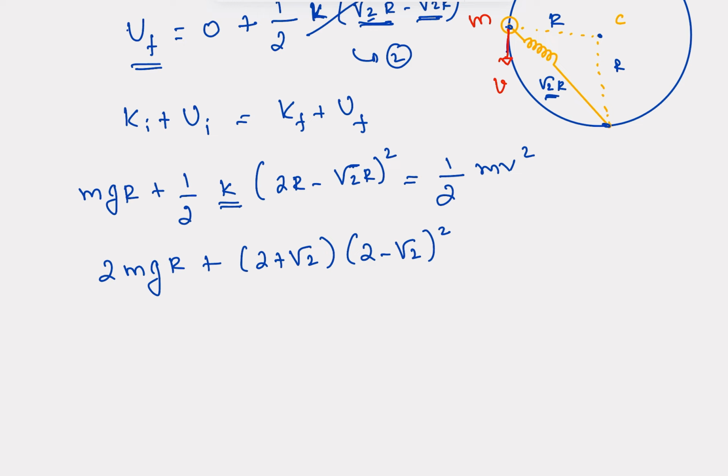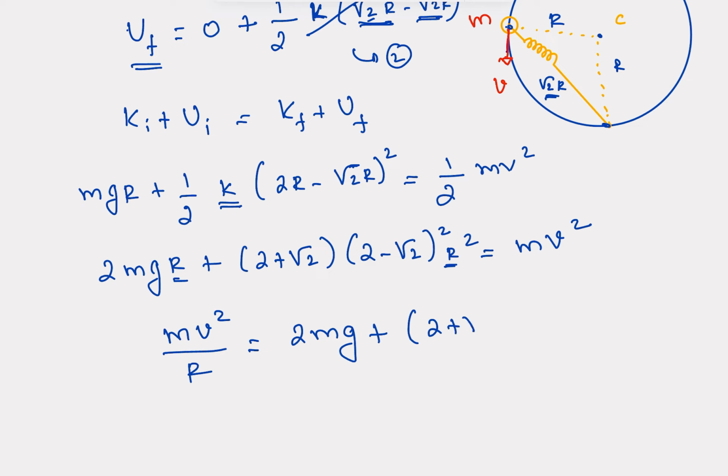So this is equal to mv square. There is an r term here, so I can take one r to that side. So mv square by r is equal to 2mg plus 2 plus root 2 into 2 minus root 2 squared into r. Don't forget that mv square by r is my normal force.